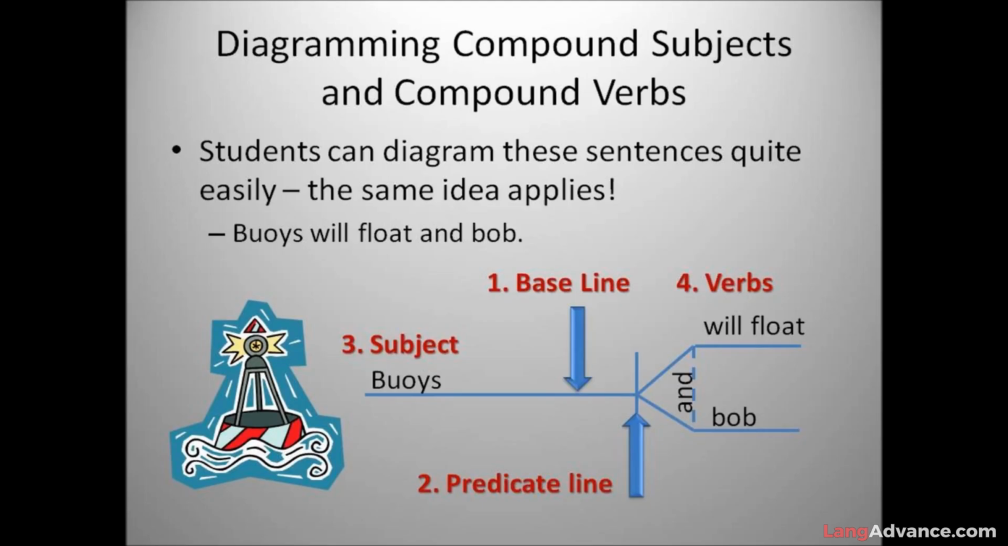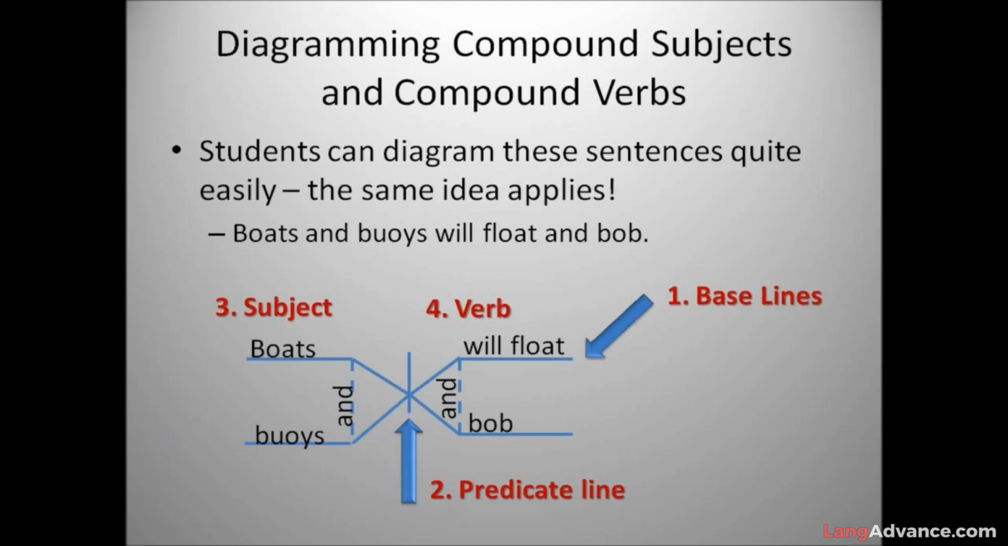If you have both at the same time, both a compound subject and a compound verb, you split the baseline into four, bringing it together at the predicate line. You join your compound subjects and verbs with your coordinating conjunction, but you still have baselines, you still have a predicate line, you still represent every word in the sentence with the first word of the sentence being capitalized.